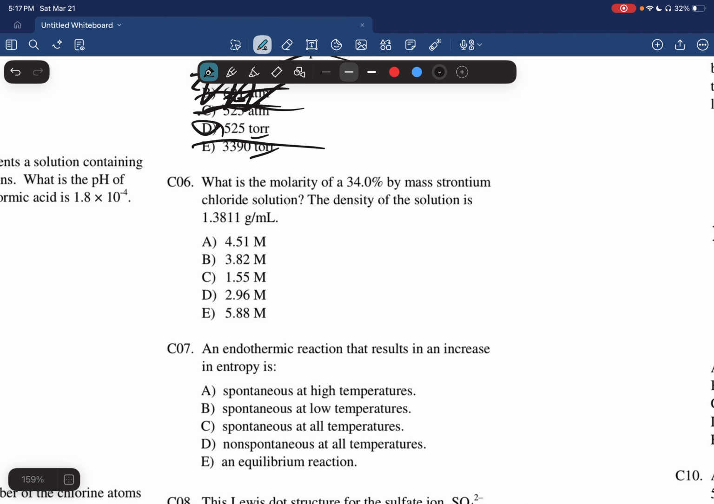But anyways, the next question is question 6. It says, what is the molarity of a 34% by mass strontium chloride solution? And it gives us its density. So in these sort of problems, you want to assume that you have 1 liter of solution, and then you can use the density to find how much mass you would have in that solution.